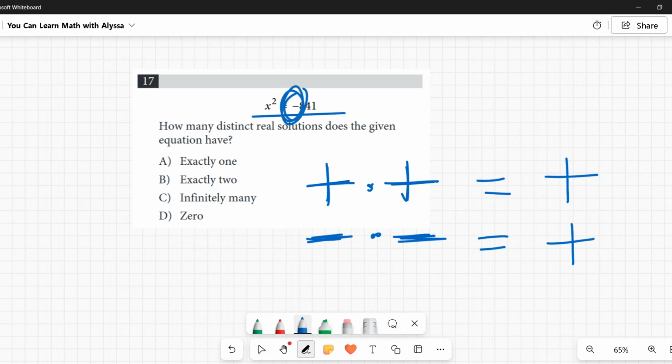anything. It doesn't matter if it's negative 841. The number after is irrelevant. Just the negative is relevant. It's impossible. There are 0 real solutions to that equation.